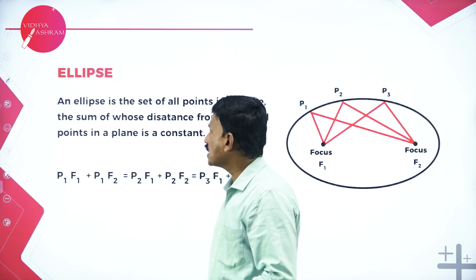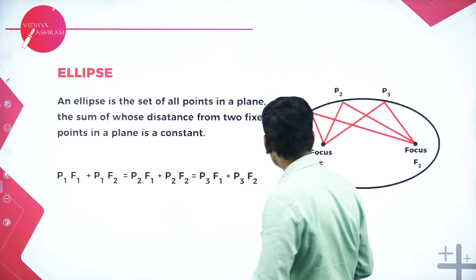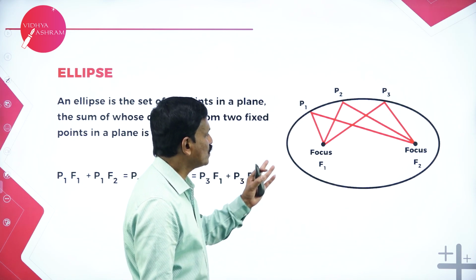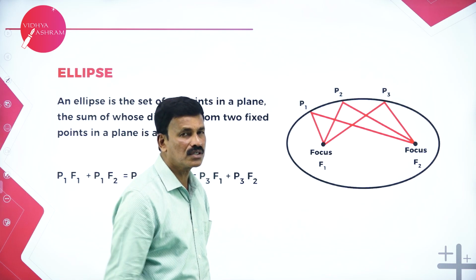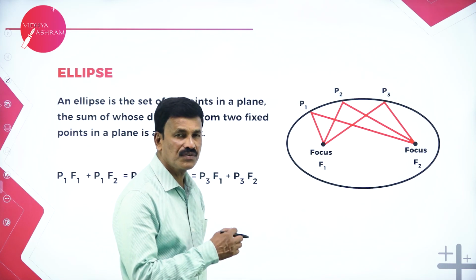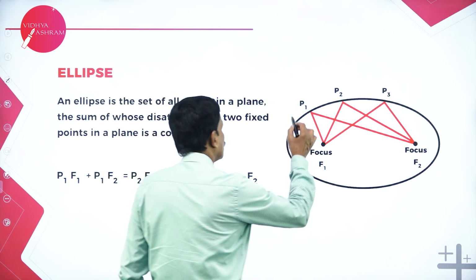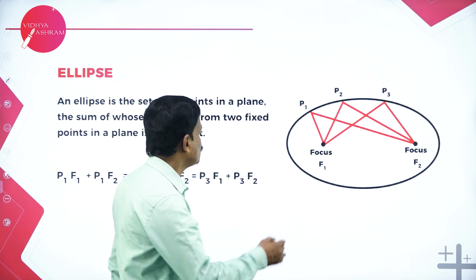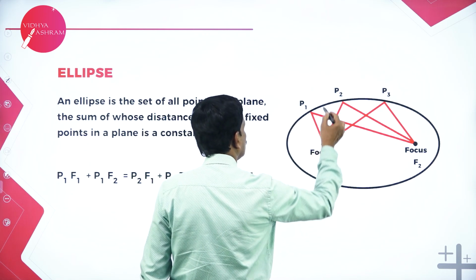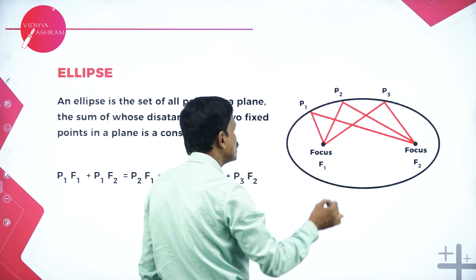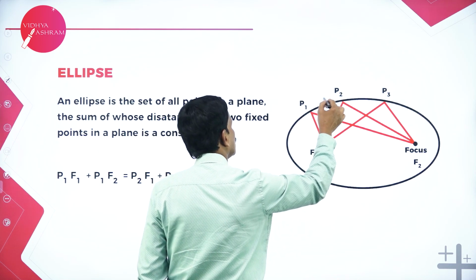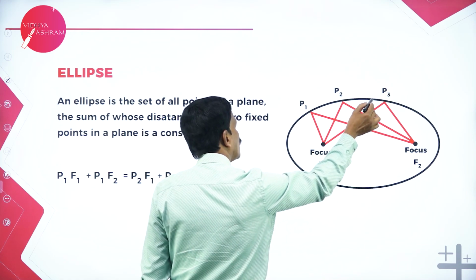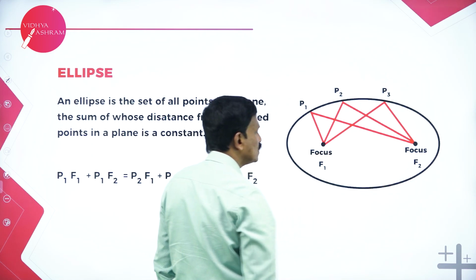Now let us know what the definition of an ellipse is. Let us consider there are 3 points P1, P2 and P3, and F1 and F2. We know F1 and F2 are the foci. If F1 and F2 are the foci, let us consider 3 points P1, P2, P3 on the curve. Let us join these points P1, F1, then again P1, F2. Similarly P2, F1, P2, F2 and P3, F1 and P3, F2.